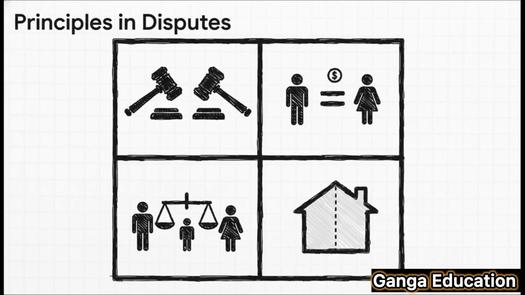And this focus on equality pops up everywhere. The bill is clear. No gender discrimination when it comes to alimony. Both parents get equal consideration for child custody. And marital property has to be divided fairly. It's all about leveling that legal playing field.